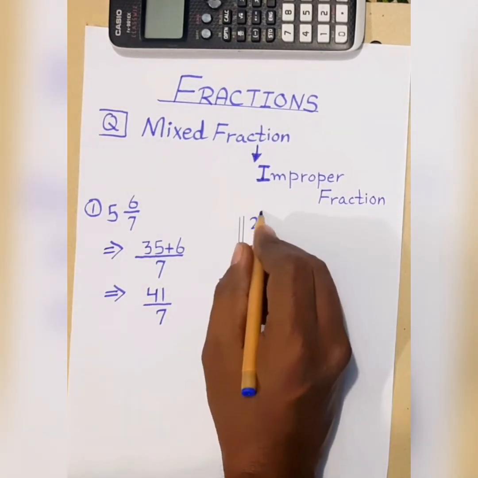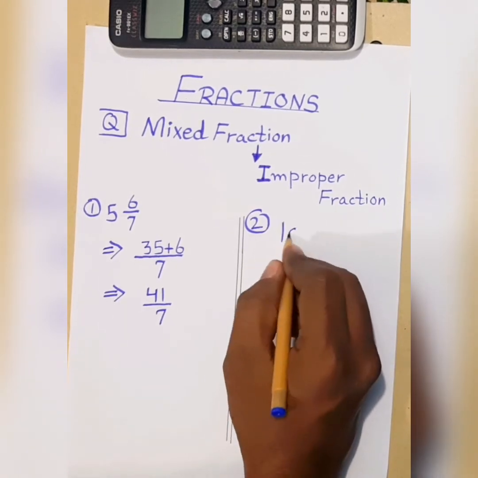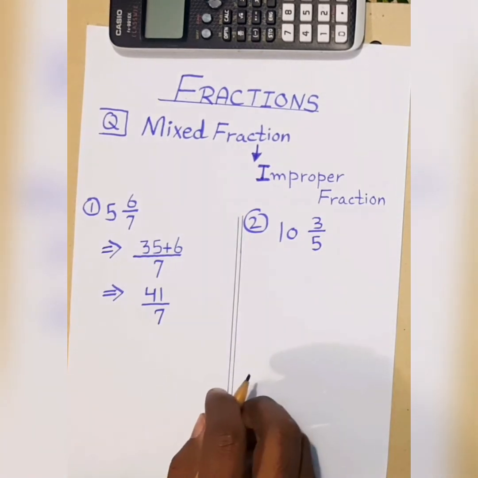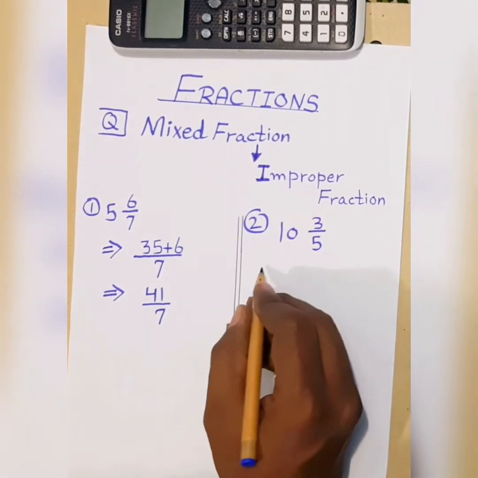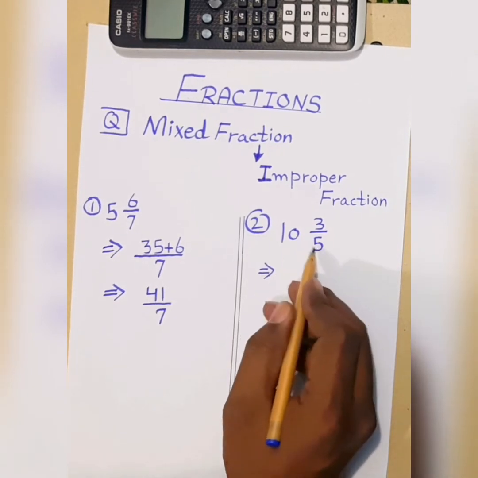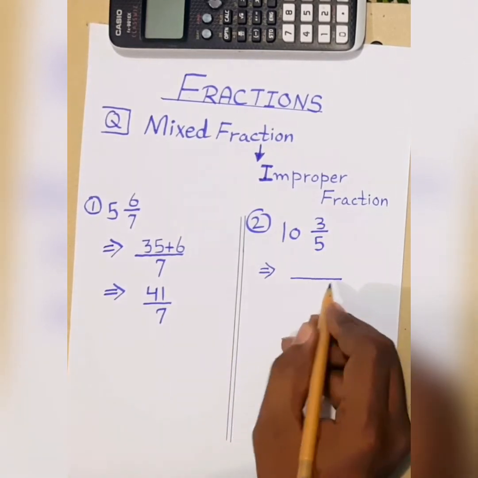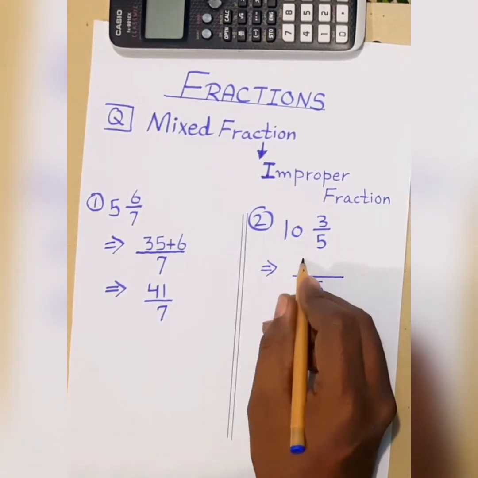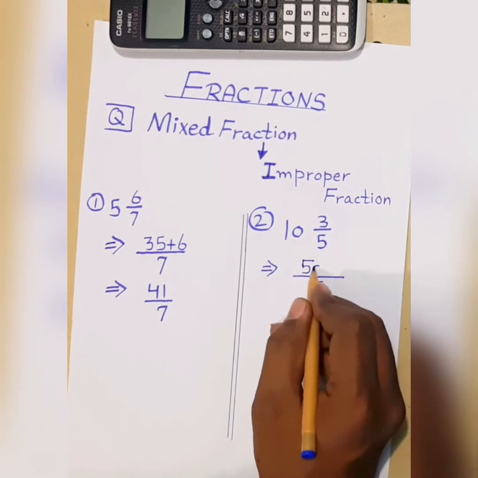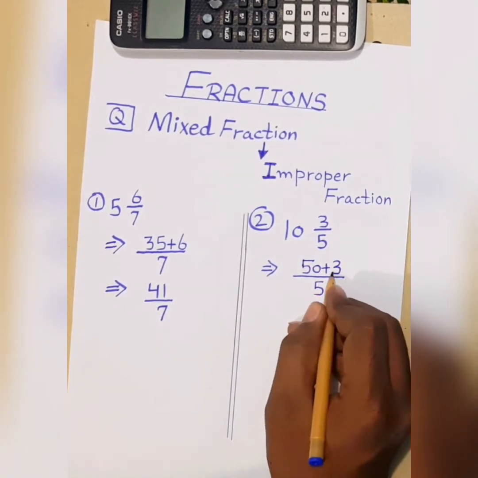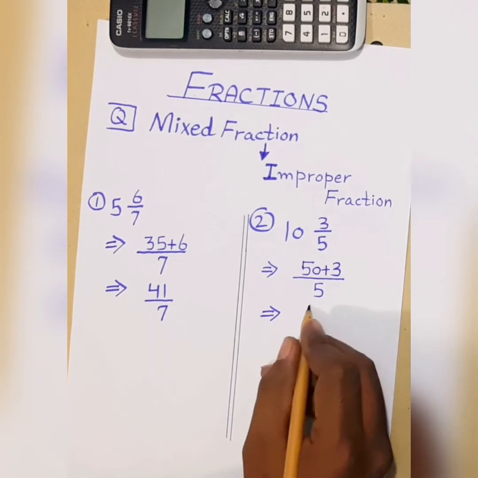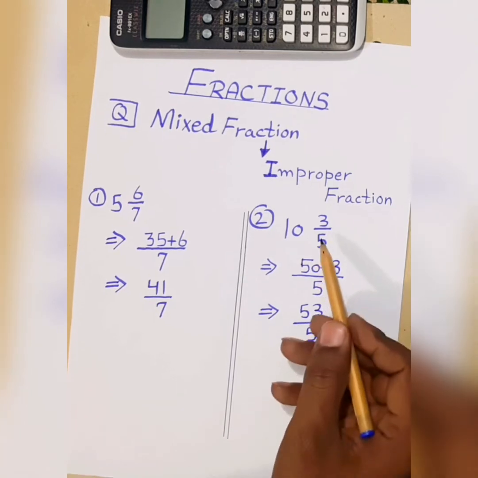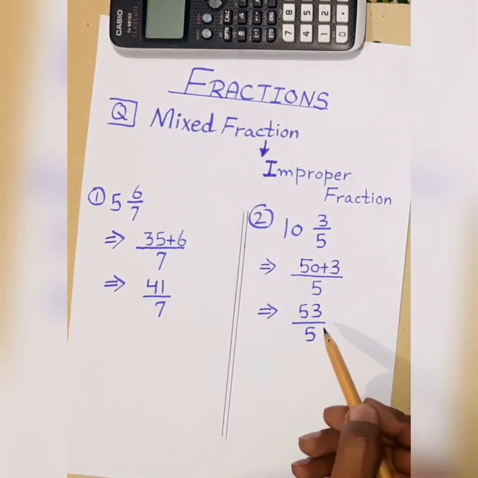So the second part is 10 whole 3 upon 5. Again there is a mixed fraction, we have to convert it into an improper fraction. So again we have to multiply these numbers and add this. So in the denominator we have to write 5 because 5 is here, and then 5 tens are 50 and then add 3. So the answer will be 53 upon 5. So it's converted from a mixed fraction to an improper fraction.